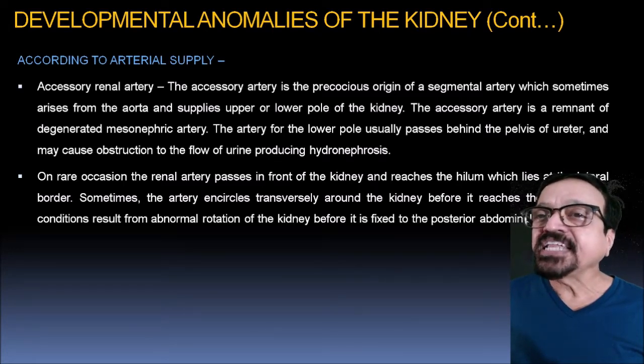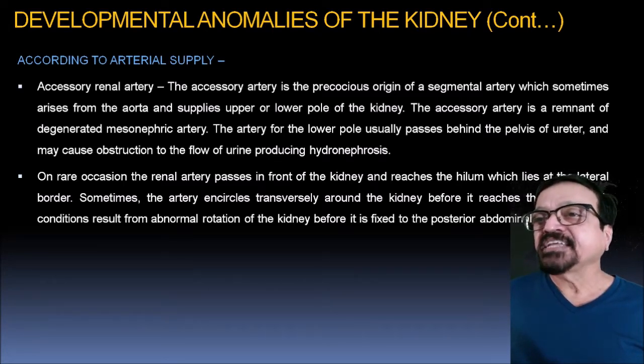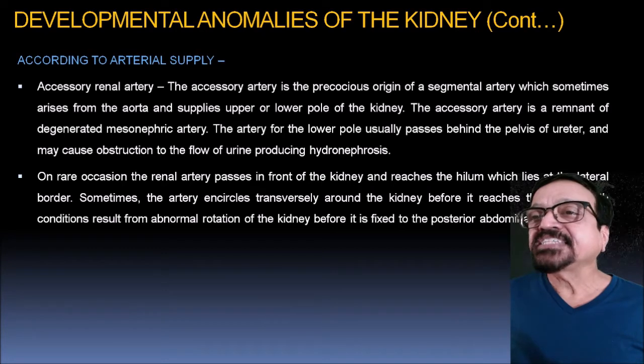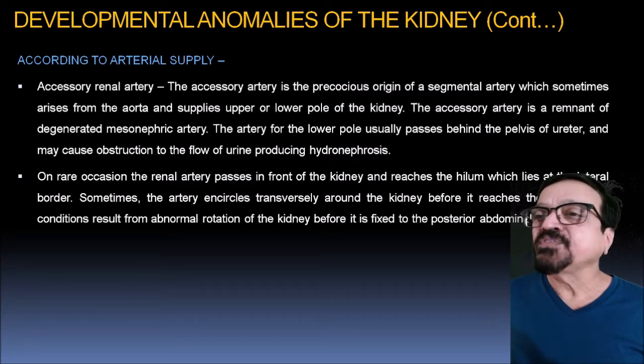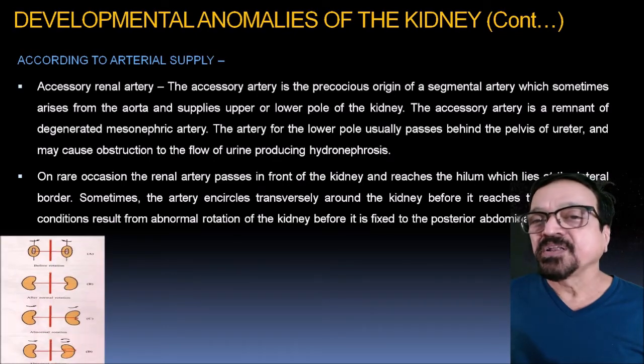On rare occasions, the renal artery passes in front of the kidney and reaches the hilum, which lies in the lateral border. Sometimes the artery encircles transversely around the kidney before it reaches the hilum. Both conditions result from abnormal rotation of the kidney before it is fixed in the posterior abdominal wall.